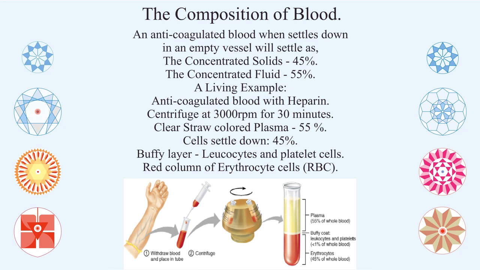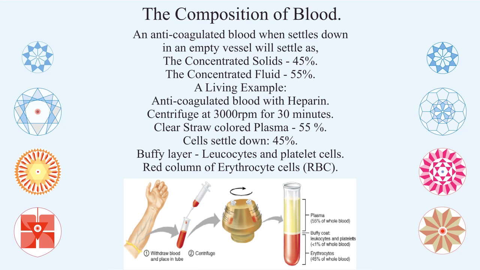At this particular juncture, as I very clearly mentioned, there is plasma which is 55% and there are cells which are 45%. If this particular definition is understood very clearly, I think we'll understand the system very well.